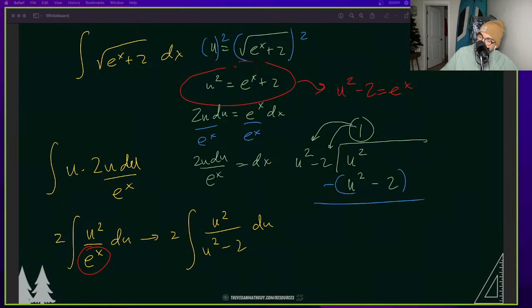Okay, so this is now going to be the u squareds cancel out, and then we have a 2. So our integral is going to be this. 2 integral of 1 plus 2 over u squared minus 2.